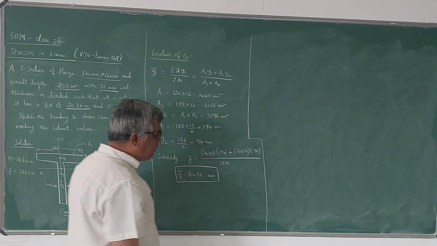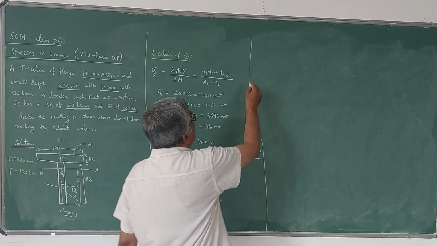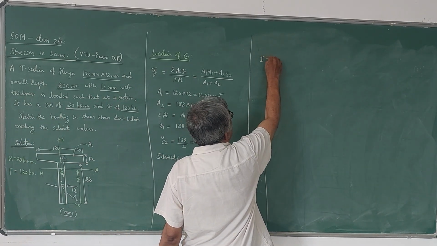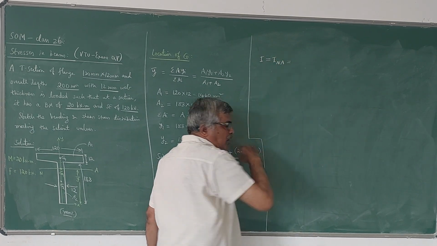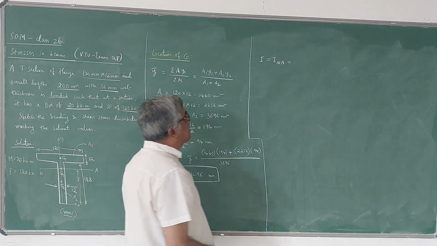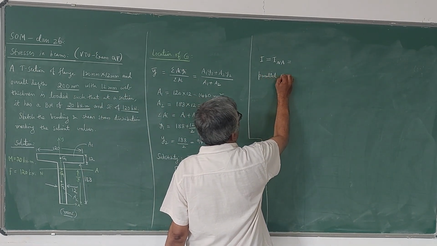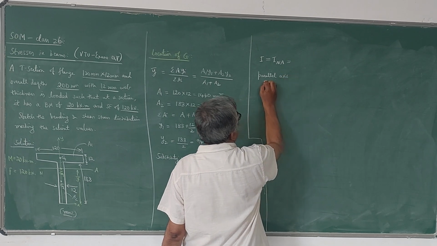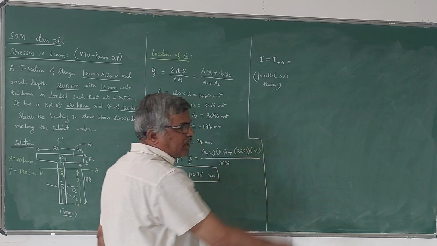In mechanics we have learned how to find the moment of inertia using the parallel axis theorem. So I is nothing but I_NA, because the neutral axis passes through the centroid. By using the parallel axis theorem, we need to find this. So these two steps are important: location of centroid and finding the I value.